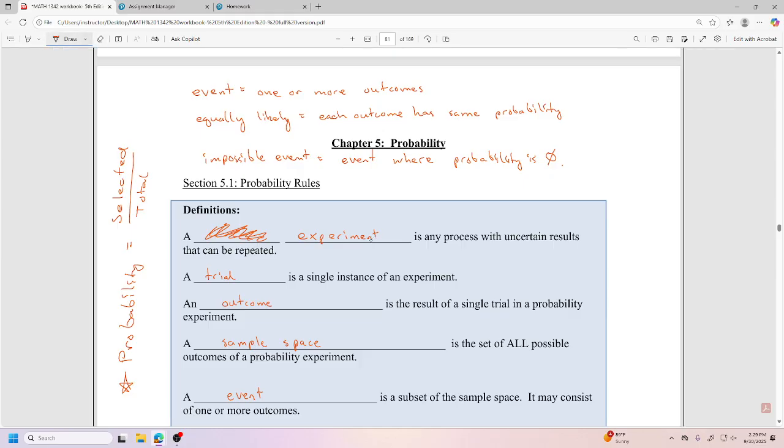I'm trying to draw a star sideways. It's close enough. Probability is selected over total. That's your huge formula literally for the entirety of chapter 5. And I'm going to use that formula again and again and again. I just wanted to put it in bold face on the very first part because I'm going to show you this so many times.